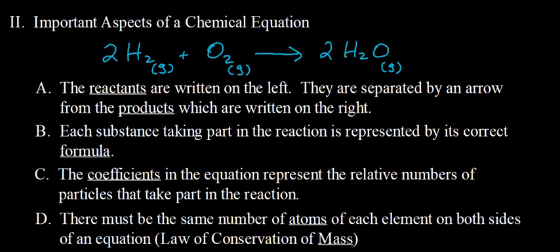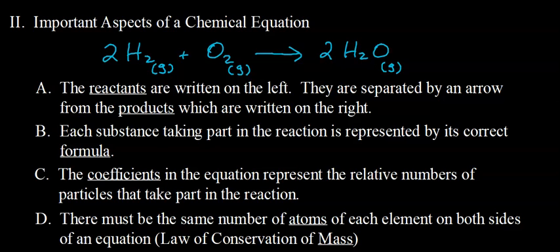Notice that each substance taking part in the reaction is represented by its correct formula. So remember, hydrogen is diatomic, and so we don't want to ever write just H in a chemical equation, so we write it as H2. Likewise, oxygen is diatomic, so O2 for oxygen. And then the water that is produced is H2O. So always represent each substance that participates, or that's involved in the reaction, with its correct chemical formula.